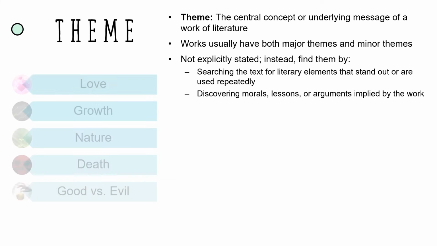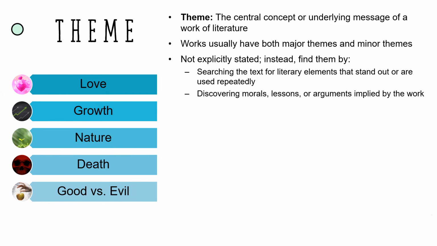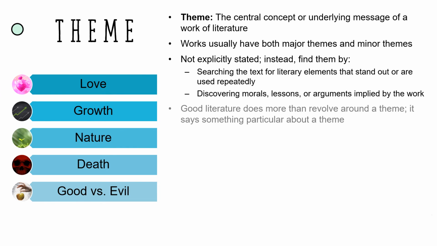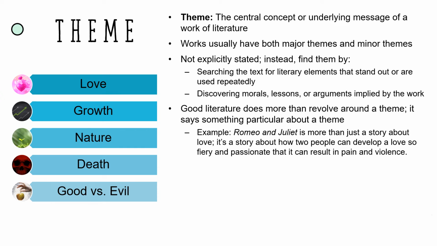Themes can fit into broad categories such as love, growth, nature, death, and good versus evil, but good literature does more than just revolve around a theme. It says something particular about a theme. For example, Romeo and Juliet is more than just a story about love. It's a story about how two people can develop a love so fiery and passionate that it can result in pain and violence.